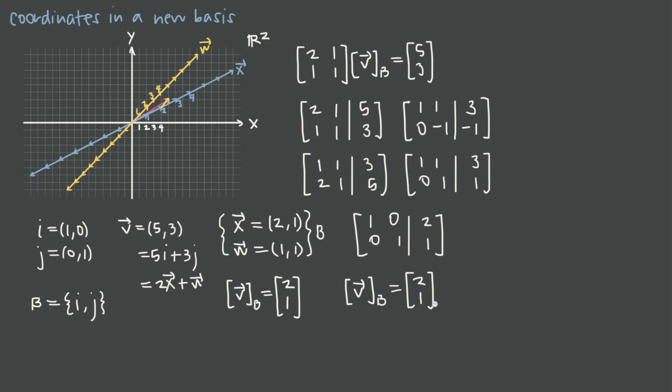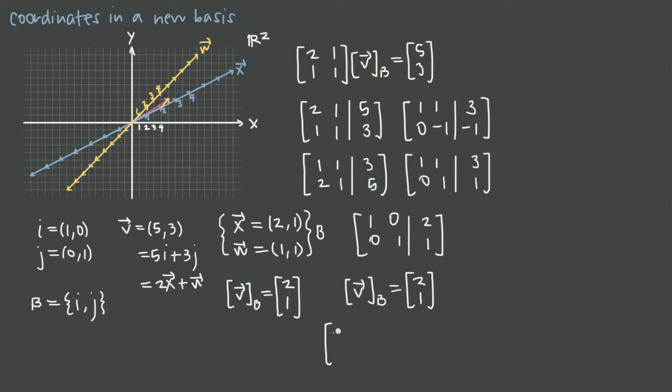We can also convert the other way. If our basis is defined by x and w, and we know that the vector we're interested in is expressed in terms of x and w here, and we want to figure out what that vector is in terms of the standard basis, so we're going the other direction now, then we simply put in this 2, 1 vector for the vector v in the new basis, and we leave this vector, which is in the standard basis, as our unknown.